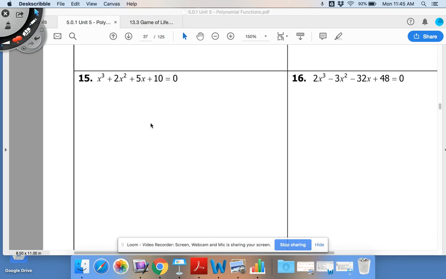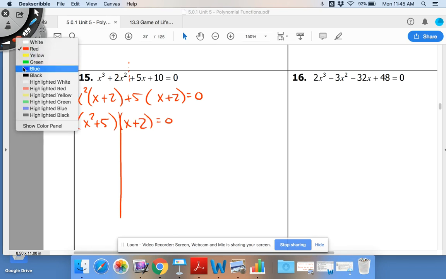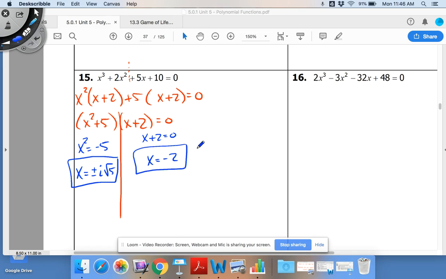One more. This one we get to factor by grouping since it has 4 terms. So I would bring out an x squared. That would leave me with x plus 2. And this one I could bring out a 5, and that will leave me with x plus 2. So then when I rewrite my factors, I have those, and I split them and set them equal to 0. So this would become x squared equals negative 5. Square root both sides, I would get x equals plus or minus i square root of 5. This one I would just subtract 2 to the other side, so I would get x equals negative 2. So that is solving polynomials by factoring.